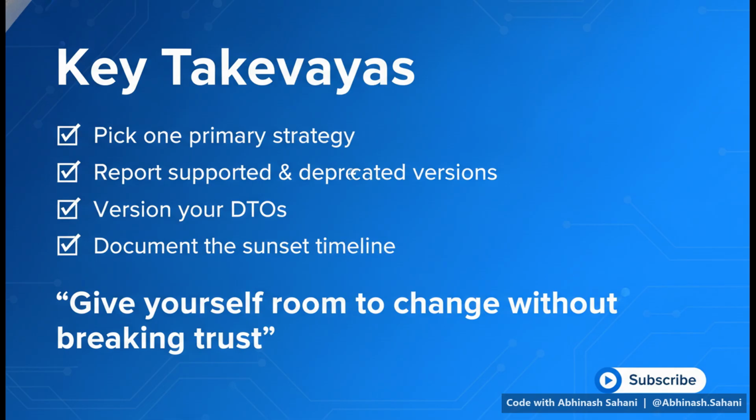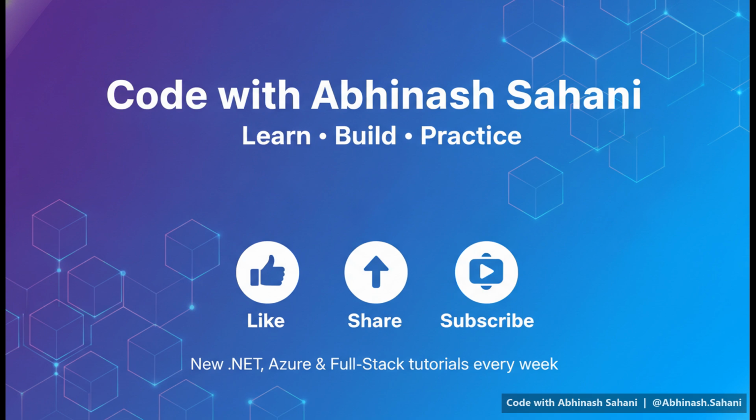The right versioning strategy always depends on your audience. Public API consumers value visibility, internal services value clean, stable contracts. Version your DTOs, not just your routes, document a real sunset timeline, and always report your supported and deprecated versions. Versioning isn't about predicting every future change. It's about giving yourself room to make breaking changes without breaking the trust of the clients depending on you.